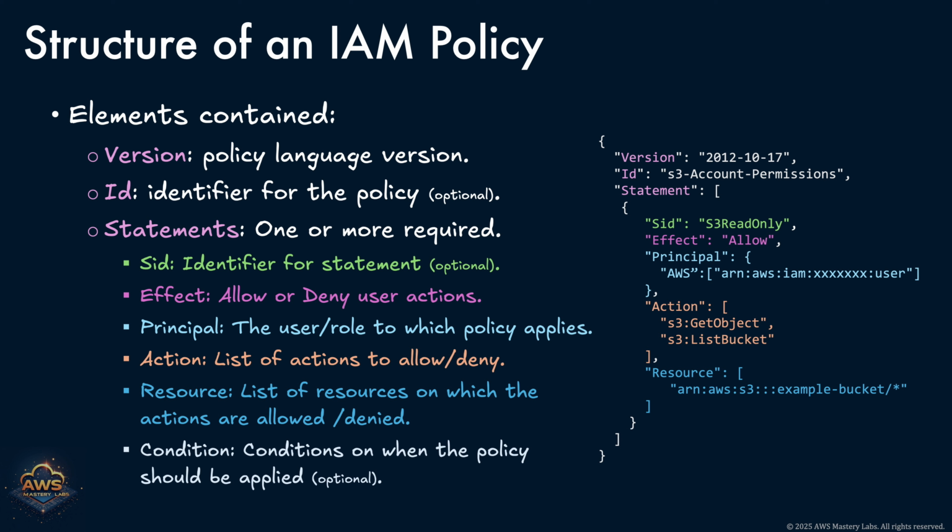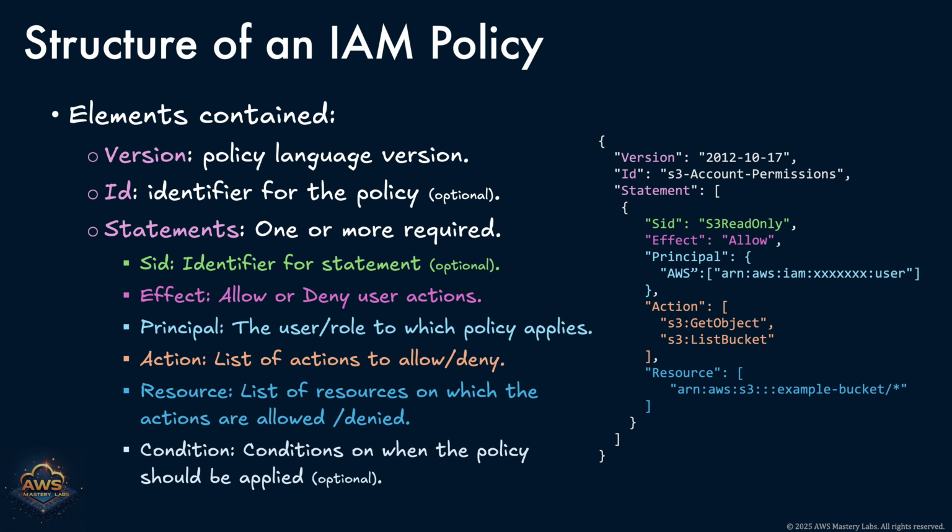IAM policies are written in JSON and follow a specific structure that defines how permissions are granted or denied. Let's break down the key elements that make up an IAM policy. Version specifies the policy language version. For most policies today, this is set to 2012-10-17. ID is an optional identifier you can use to label or track the policy. Statement is the heart of the policy, and every policy must include at least one.